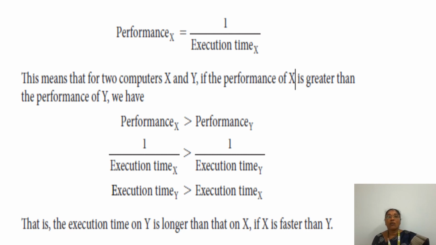Hence, if you have two computers named X and Y, and the performance of X is greater than the performance of Y, then this is referred to here as performance of X is greater than performance of Y. But the performance is 1 by execution time, and hence we have substituted 1 by execution time of X and 1 by execution time of Y. Here you see the execution time of Y is greater than the execution time of X, and hence the performance of X is greater than the performance of Y.